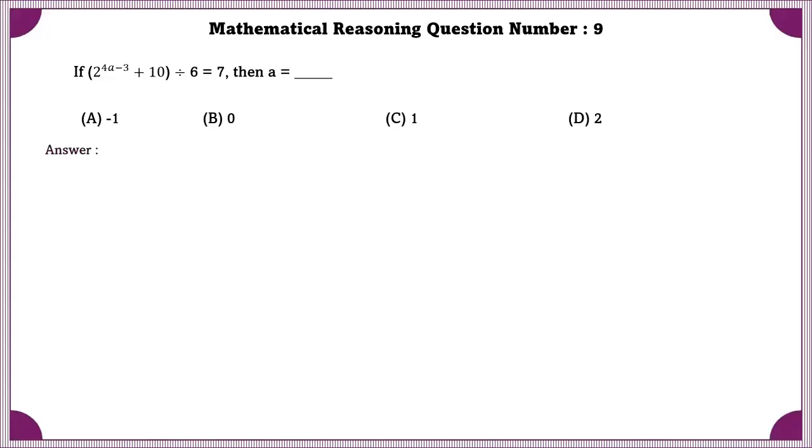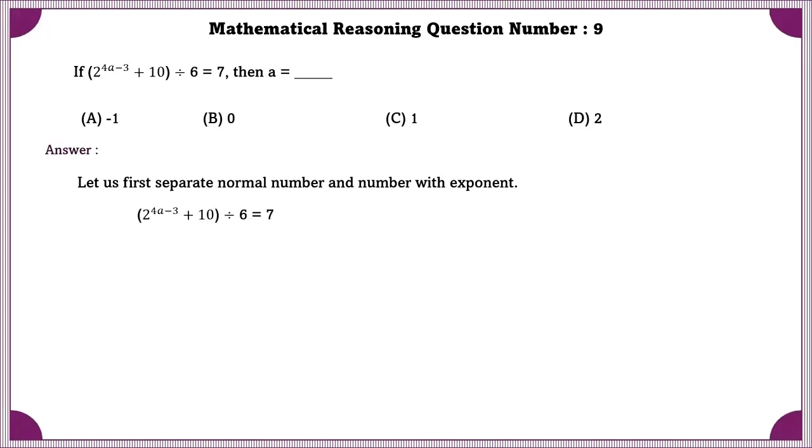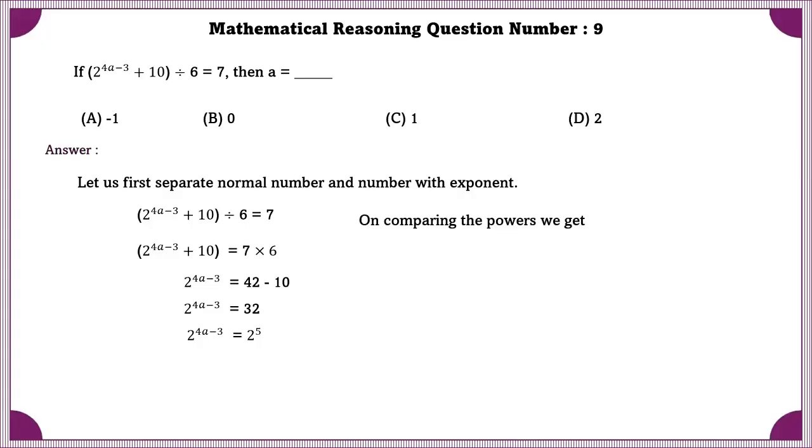Mathematical reasoning question number 9. If 2 to the power 4a minus 3 plus 10 divided by 6 is equal to 7, then a is equal to. Let us first separate the normal number and the numeral with exponent. We will get 2 to the power 4a minus 3 is equal to 32. Let us make LHS and RHS have the same base, that is 2. Now on comparing the powers, we can find the value of a, that is 2.